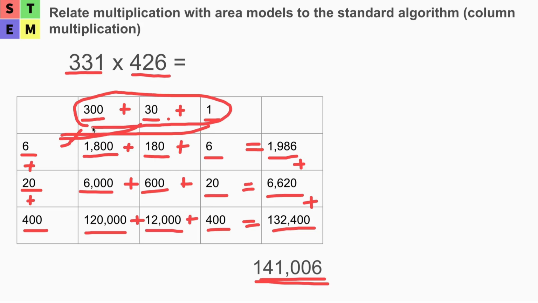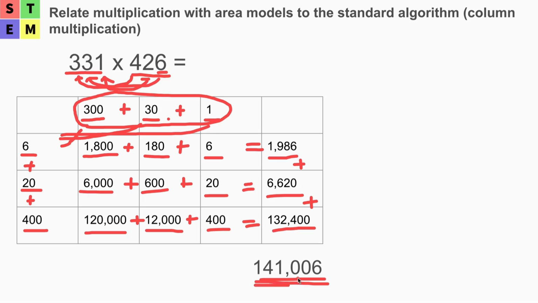Basically, we multiplied 331 by 6 first. I calculated them separately: first times 300, then times 30, then times 1, and added them together. Then I used 20 to multiply the same number, and 400 to multiply the same number. Then I add them all up together, and I got my final answer here.